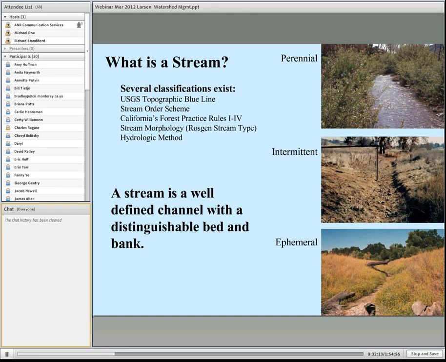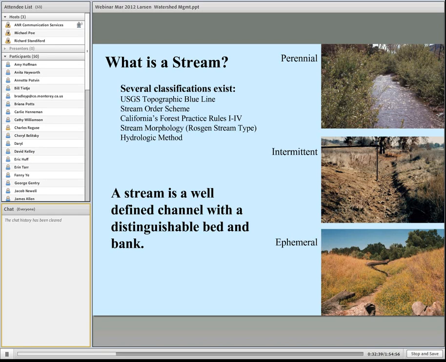Rosgen's stream type based on the stream morphology. Is it a very steep gradient versus a meadow situation? And that's important when you start comparing how things happen on a different stream, and when you're looking at the management of it. Hydrologic method. Is a stream a perennial stream, an intermittent, or an ephemeral?